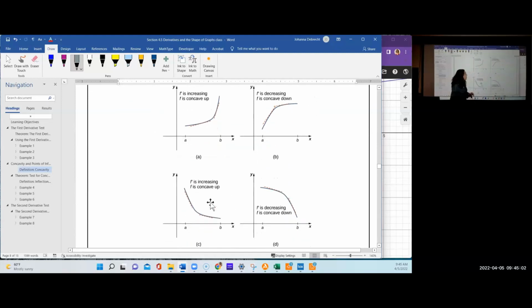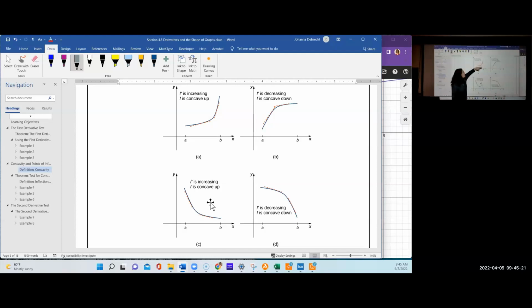So here are our pictures. In the first upper one to the left, we have that the first derivative is increasing. Now, what do we mean by that? Well, the derivative itself is the slope of the tangent line. So the slope of the tangent line is becoming steeper.